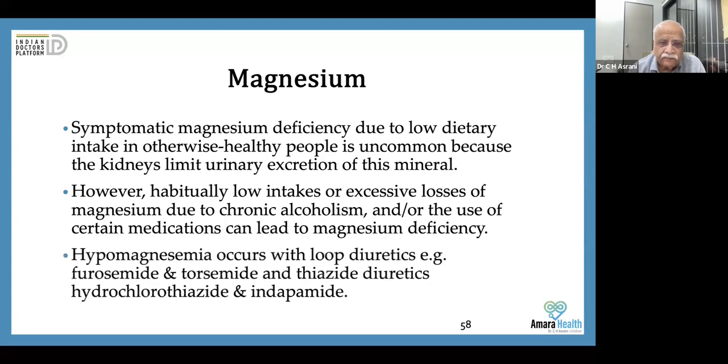Hypomagnesemia, which drugs cause it? Loop diuretics like furosemide and torsemide, and thiazide diuretics like hydrochlorothiazide and indapamide. So when you check serum electrolytes, might as well check magnesium also.